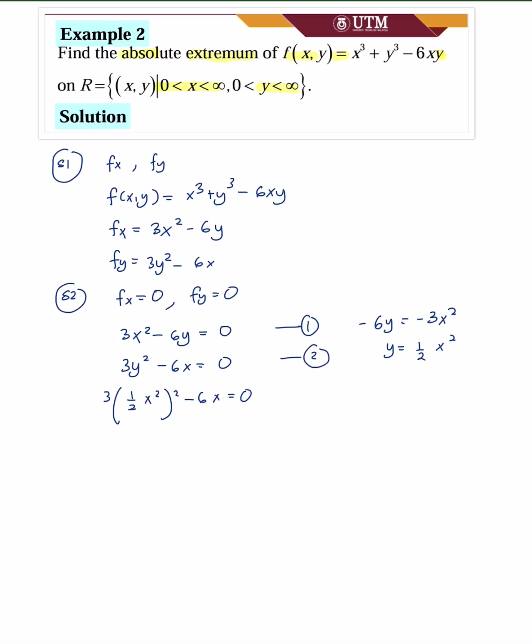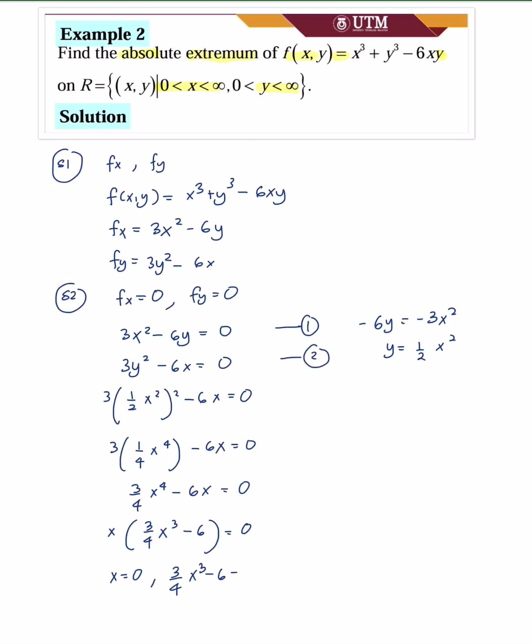So this one is 1 over 4 x to the power of 4, so we'll have 3 over 4 x to the power of 4 minus 6x equal to 0. From here we can factorize: x times (3 over 4 x cubed minus 6). Therefore we have x equal to 0 and 3 over 4 x cubed minus 6 equal to 0. Therefore x cubed equals 6 over 3 over 4.